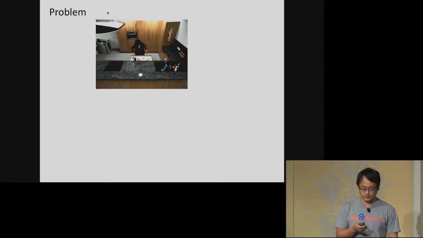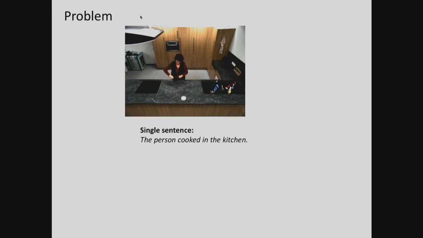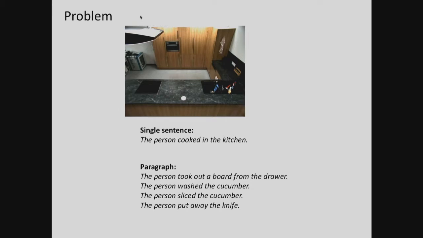So first, let's define the problem of video paragraph captioning. Take this video as an example. We want to generate sentence descriptions for this video. For example, we can generate a single sentence like "the person cooked in the kitchen." This is a perfectly right sentence, but it is not very useful because, without even looking at the whole video, we can see that the person is cooking. This is so obvious.